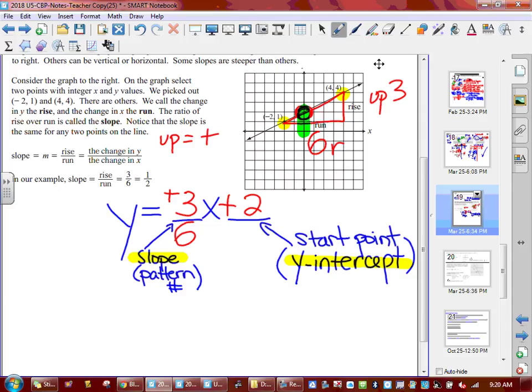Okay? Now, we always have to reduce every fraction. So what can I reduce 3 over 6 to become? 1/2, 1 over 2. So our real equation now is going to look like this. Y equals 1/2 x plus 2. There's our real equation. Okay? We're going to do another example on the bottom of the page.